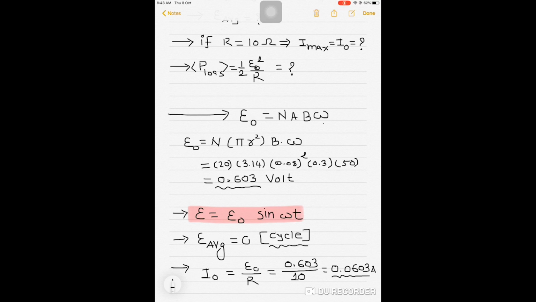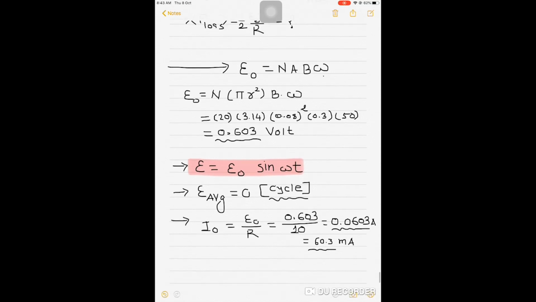We can also write it as 60.3 milliampere. So this is also the current. Tentatively 60 milliampere current is flowing through the circuit.